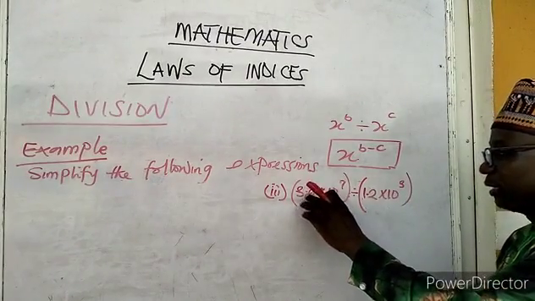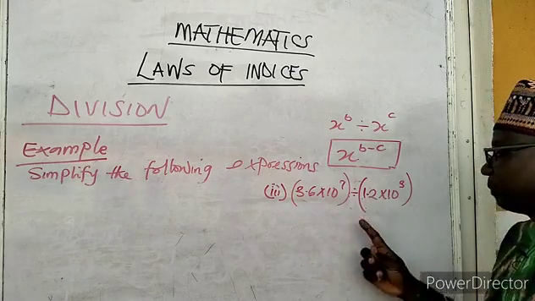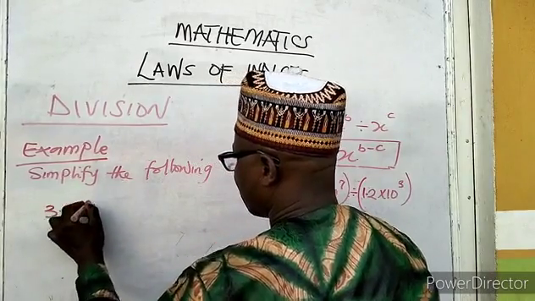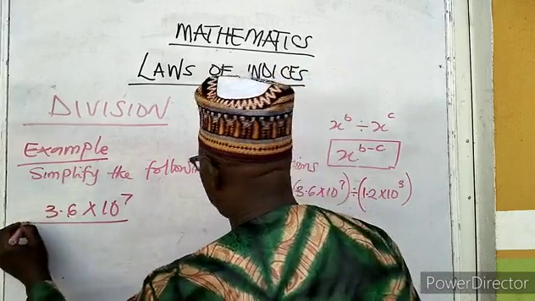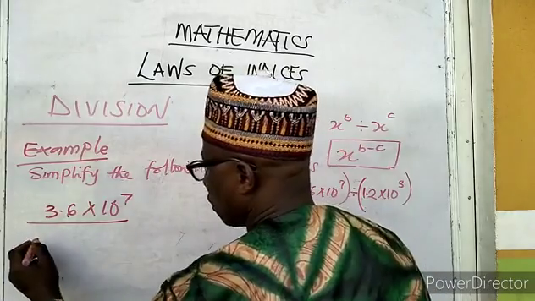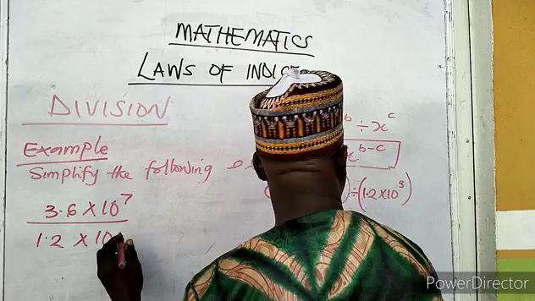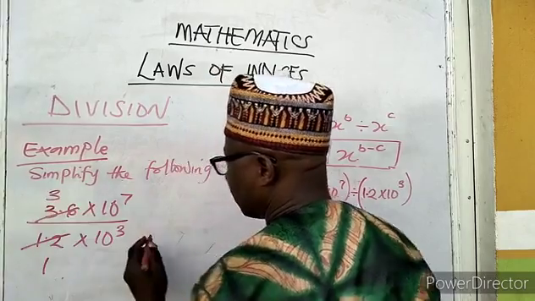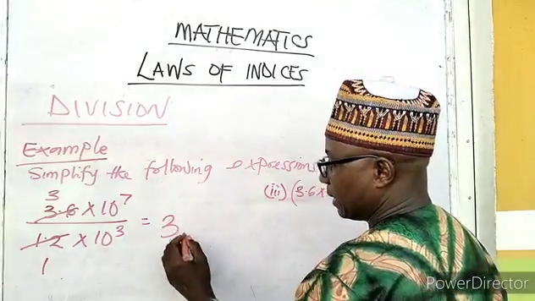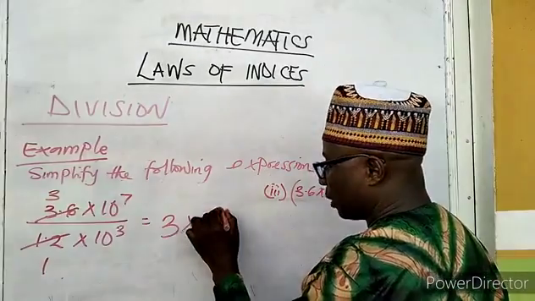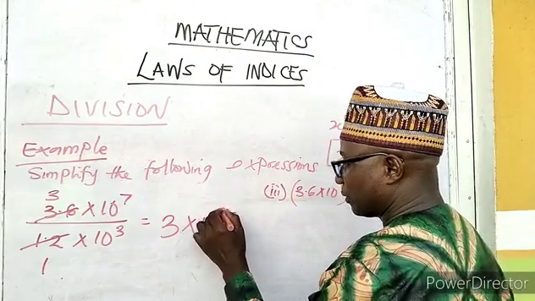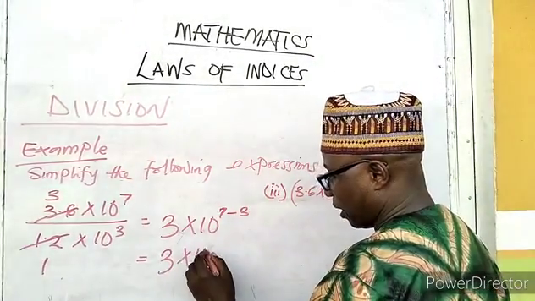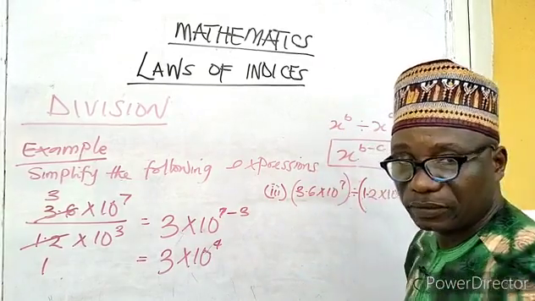Good. Now, the last one, this one. They will say 3.6 times 10 to the power of 7 divided by 1.2 times 10 to the power of 3. This one is something as 3.6 times 10 to the power of 7 all over 1.2 times 10 to the power of 3. So 1.2 here 1, 1.2 here 3. So here we are having 3 times 10 raised to the power of 7 minus 3. So what is now the answer? 3 times 10 raised to the power of 4. Is that clear? Very good.